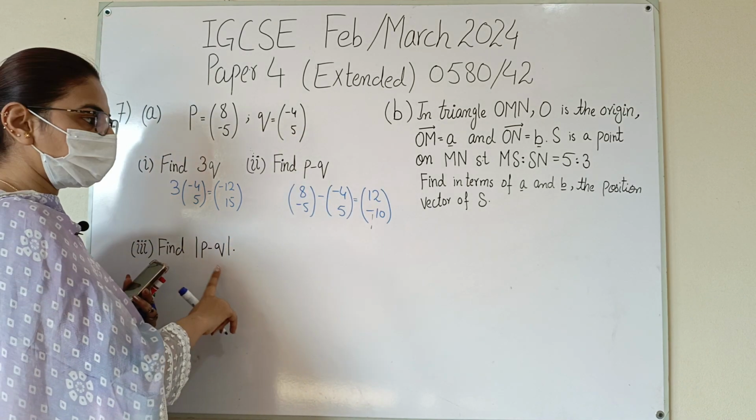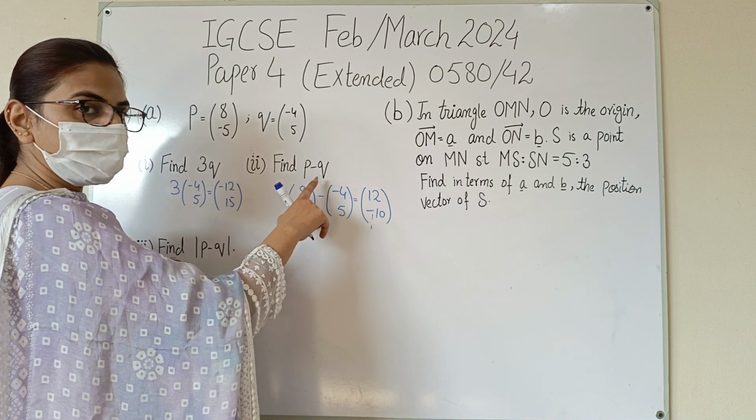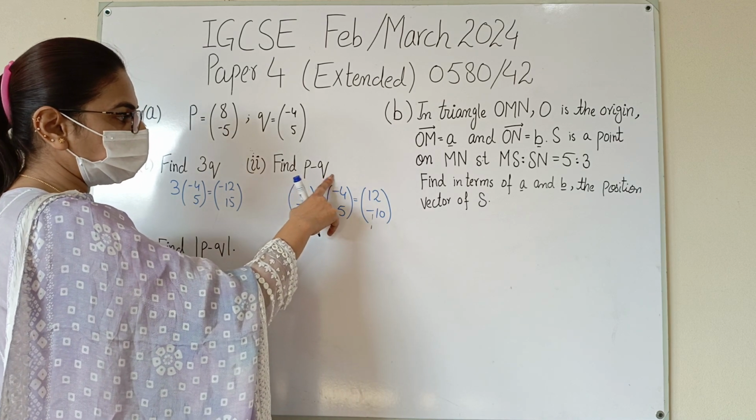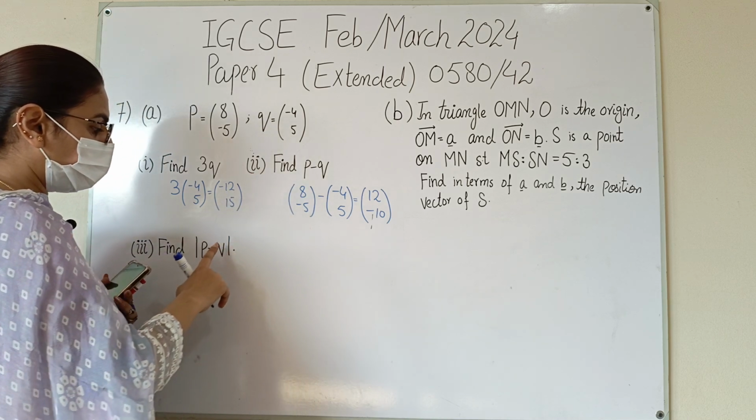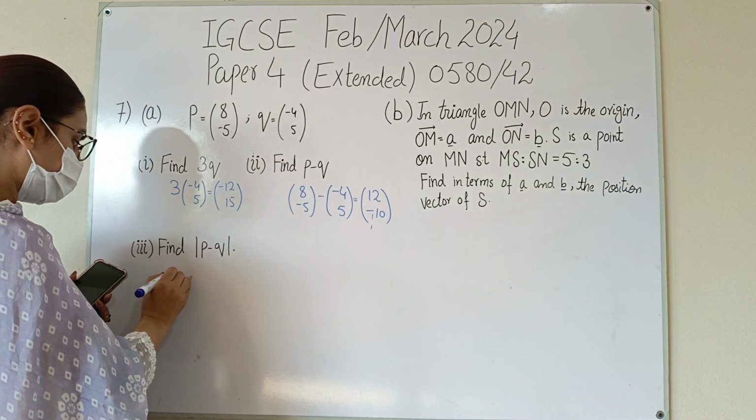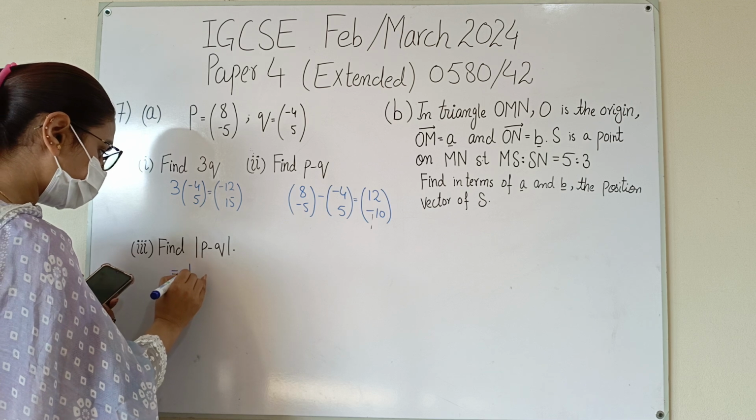In the third part, he is asking you to calculate the magnitude. This bar denotes the magnitude of the previous part. P minus Q is solved in part number 2. You have to find out its magnitude. The answer is quite simple.